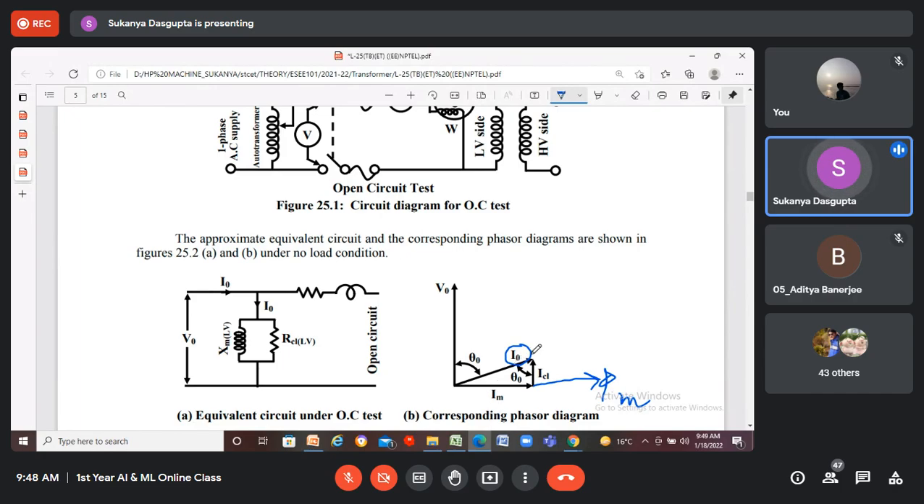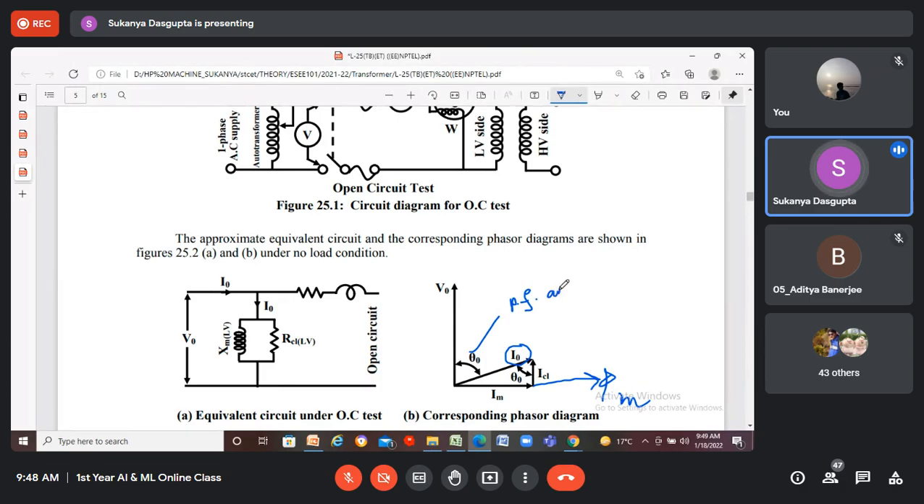Now, ideally, this no load current vector should be in phase with the magnetizing current, but in practice, due to the concept of leakage flux, this current will be making an angle theta 0. And see this angle. This is called the power factor angle. Why is it called the power factor angle? Because we know the power factor angle is the angle between the input voltage and the input current.